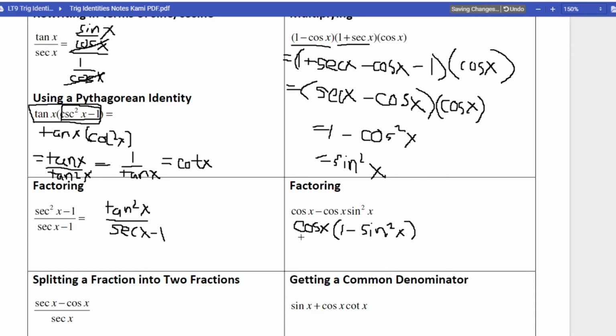Now, cosine of x times 1 minus sine squared of x, we know that 1 minus sine squared of x is actually cosine squared of x. So what we really have here is cosine of x times cosine squared of x, which is just cosine cubed of x. So all these different manipulations, right, you have to be comfortable with doing them all.